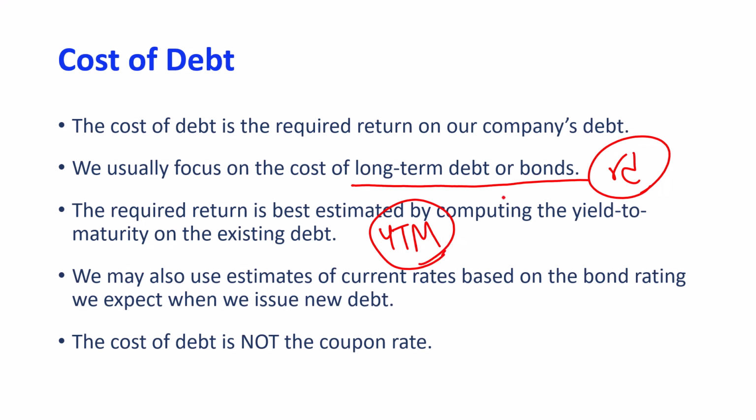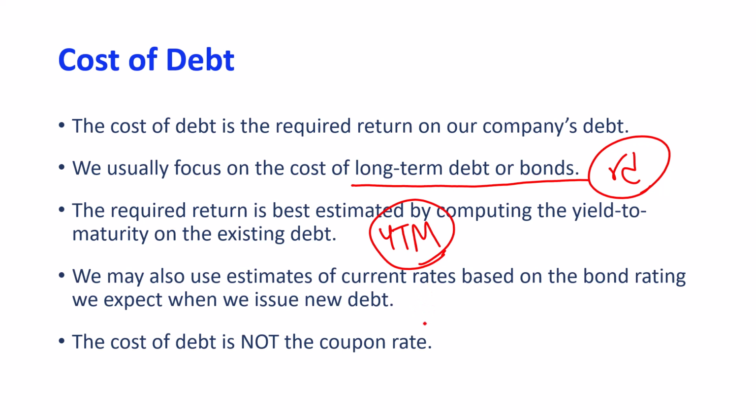Remember, yield to maturity is the required rate of return, or the yield that you expect to earn if you hold the bond until its maturity. So it's forward looking. When you buy the bond, you know exactly what kind of yield to maturity you receive for that bond. And we may also use estimates of the current rates based on the bond rating that we expect if we issue new debt.